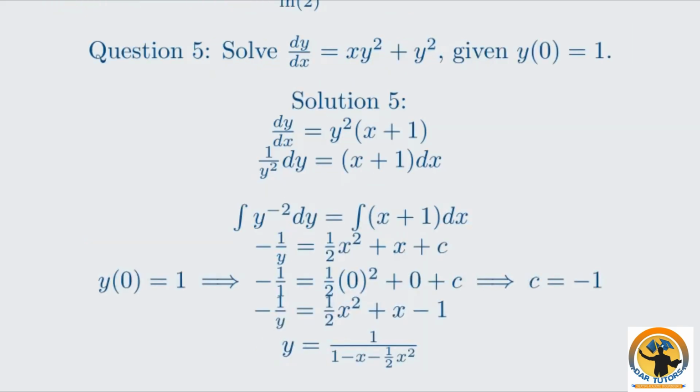Separating and integrating gives negative 1 over y equals 1/2 x squared plus x plus c. Using y of 0 equals 1, we find c equals negative 1. The particular solution is y equals 1 over 1 minus x minus 1/2 x squared.